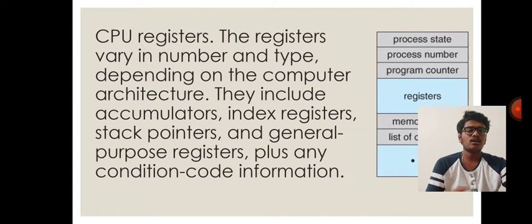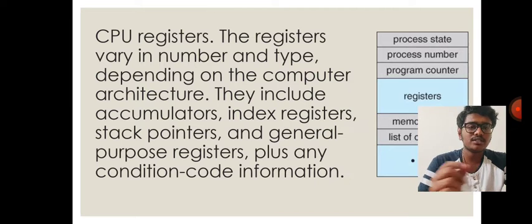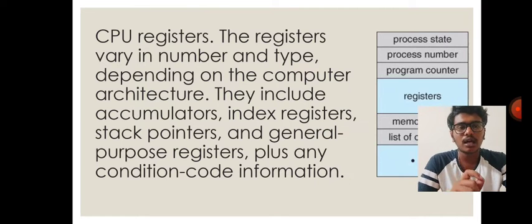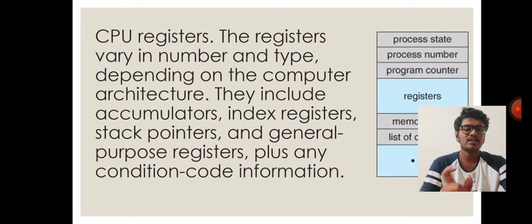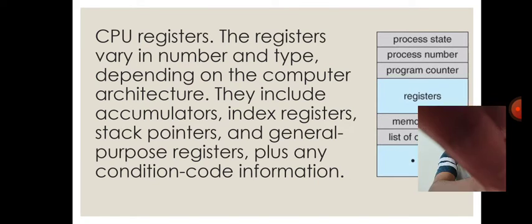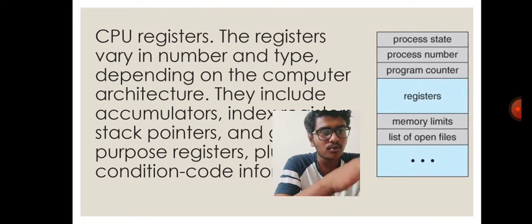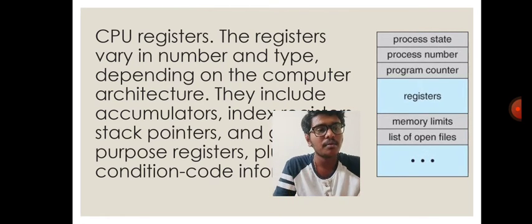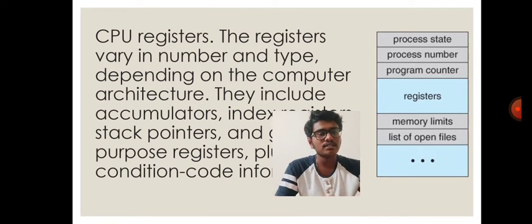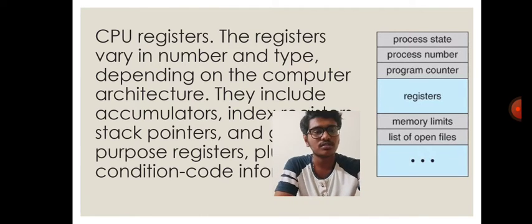CPU registers. The CPU registers are another part of the process control block, and the registers vary in number and type depending on the computer architecture. They include accumulators, index registers, stack pointers, general purpose registers, plus any condition code information. So here we can look at what the registers are. There are process state, process number, program counter, registers, memory limits, list of open files, and so on.